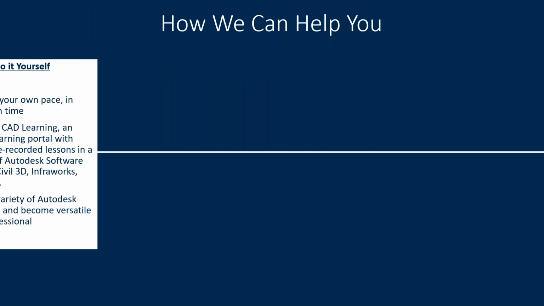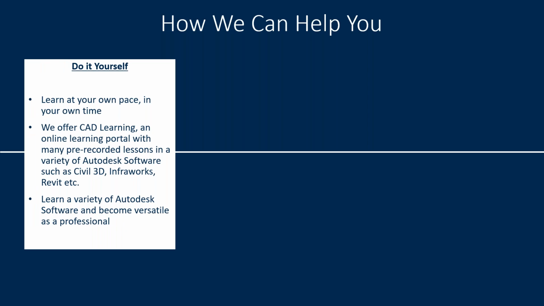I've come up with this personally. You could do it yourself, right? I know a lot of people that prefer learning on their own, and the best case for that is to get CAD learning. You can contact us if you would like to download a trial. You can also get it off our website, where you can learn on the go. There's a lot of different software there: Civil 3D, InfraWorks, Revit, Inventor, 3ds Max, Robot Structures, Dynamo. There's a whole list of software that you can learn for your own pleasure or for your own projects, and that makes you become more versatile as a professional.